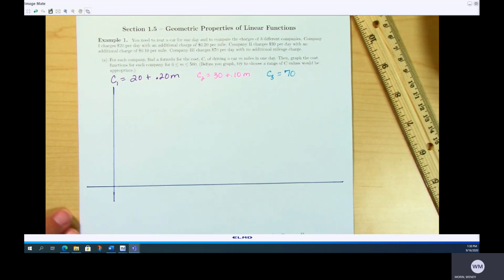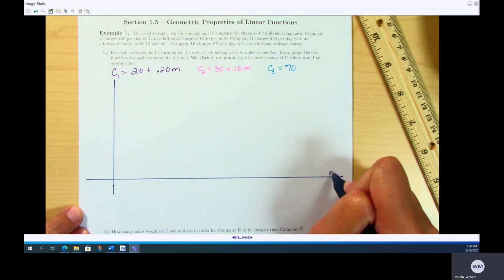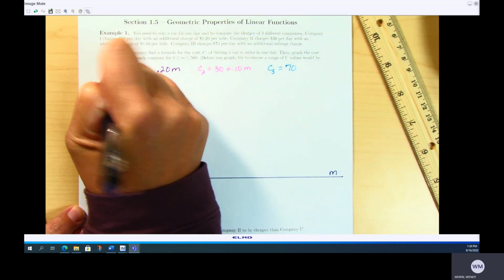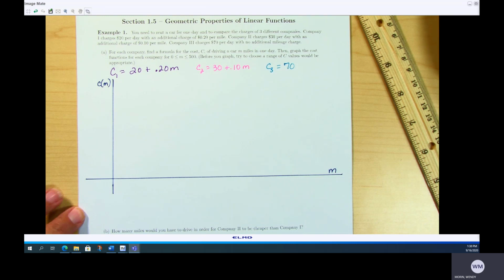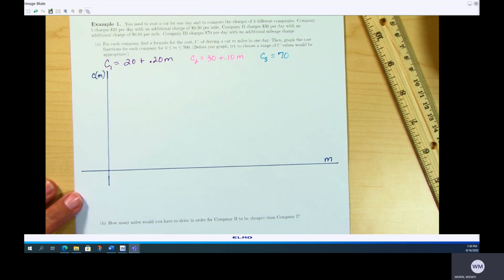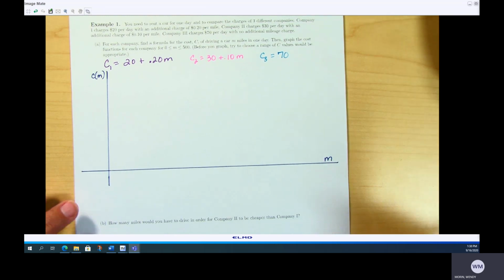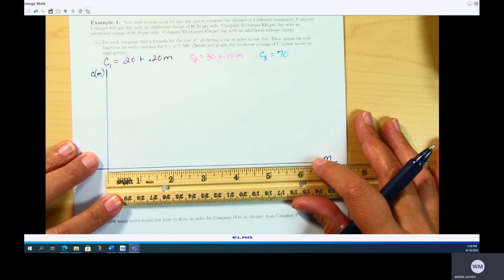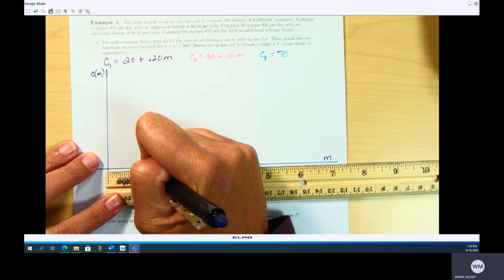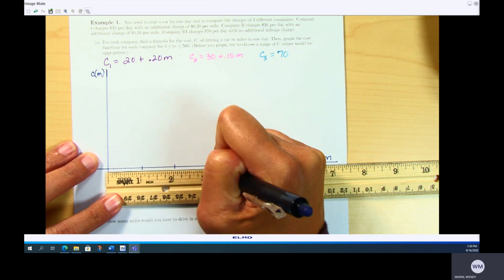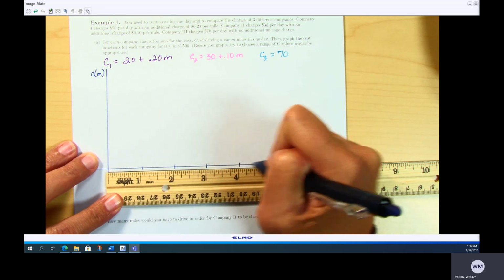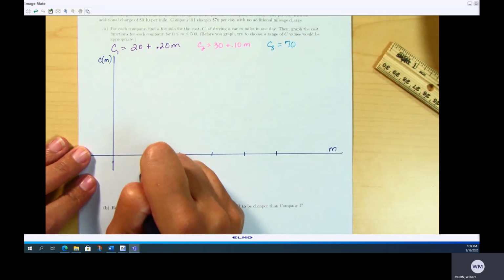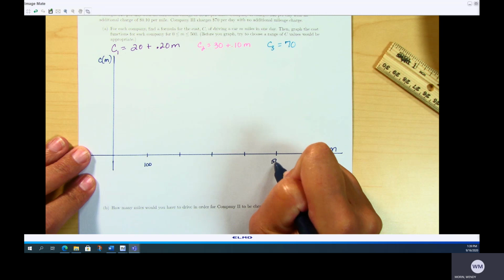And in this case, we're not using X and Y. Our independent variable is M, and C of M is our dependent variable. So they want us to go from 0 to 500. You can just estimate. I'm going to go by hundreds: 100, 200, 300, 400, 500.